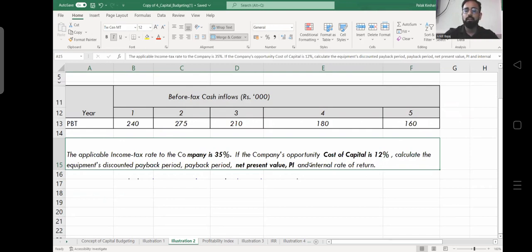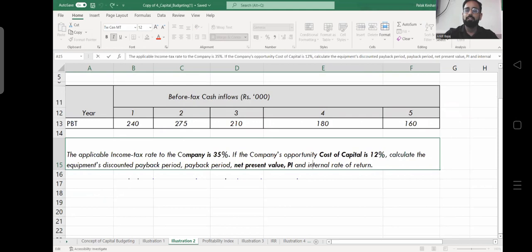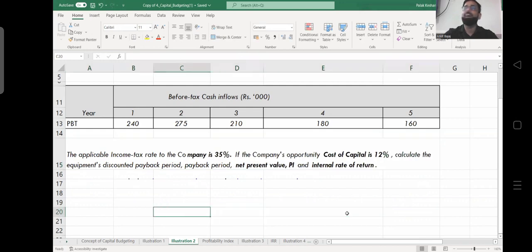So two concepts we discussed in the previous lecture: one is internal rate of return, and the second is net present value. Now here, we have to do some adjustments if we want to calculate the answer. But first, I will be writing down the given data.